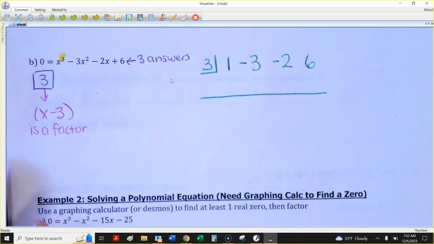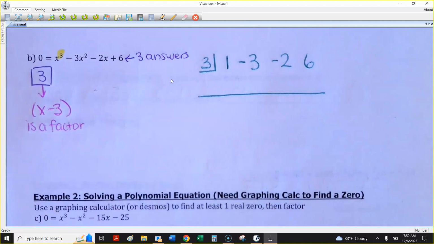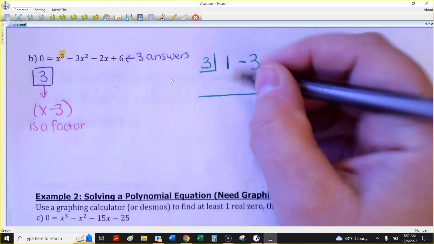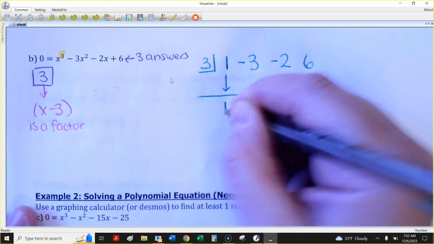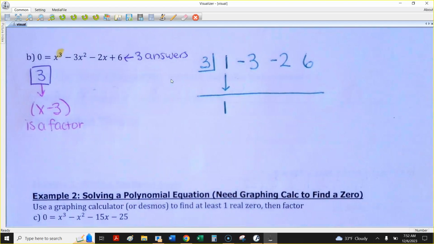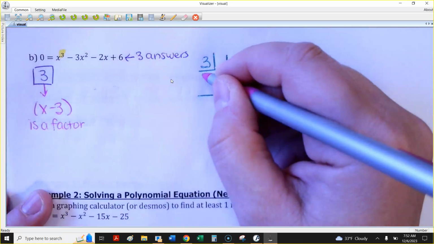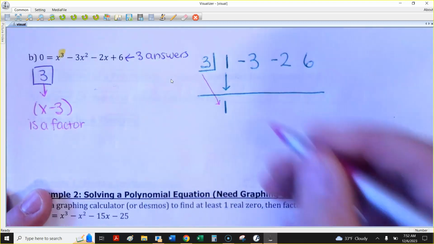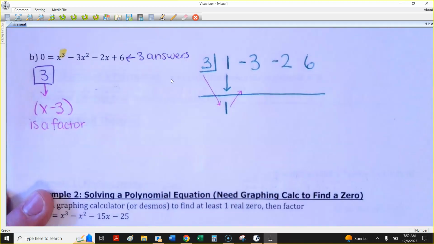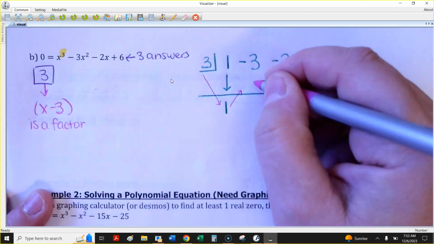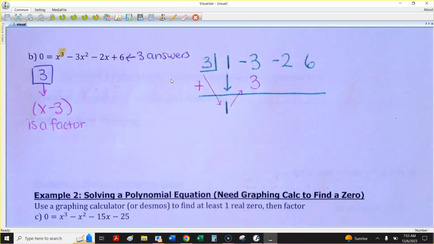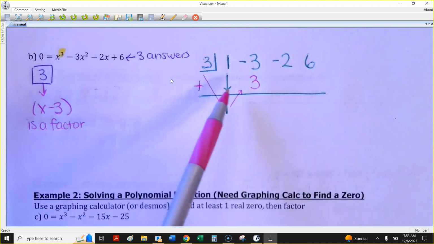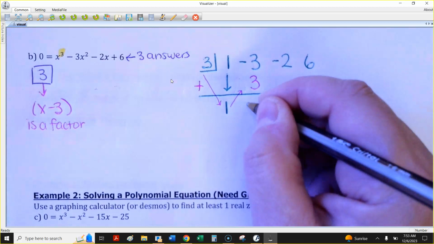All right, I know it's been a couple days since we've done this, so once you set this up, you bring down whatever that first coefficient is. It's 1. We copy that underneath the line, and then everything else we multiply, add, multiply, add. So I take 3 times what's below the line, and you write it in the next open spot above the line. So 3 times 1 is 3, and then you add the terms that are stacked on top of each other. So this is a little bit weird because I get negative 3 plus 3, so that's actually 0.